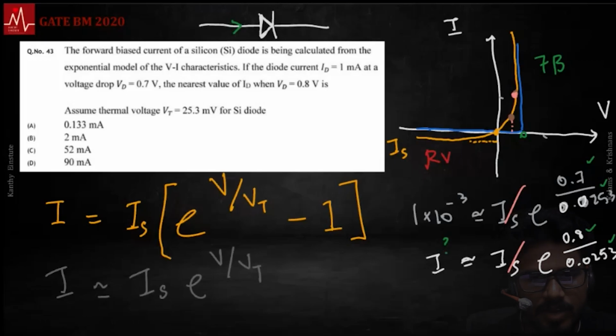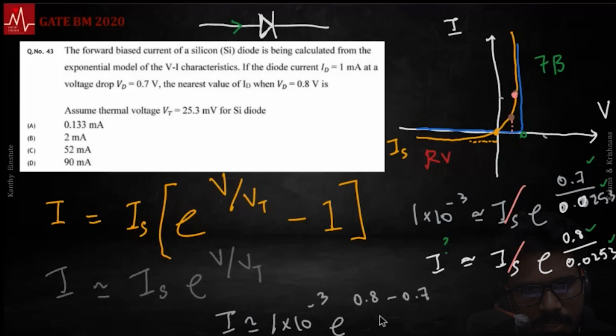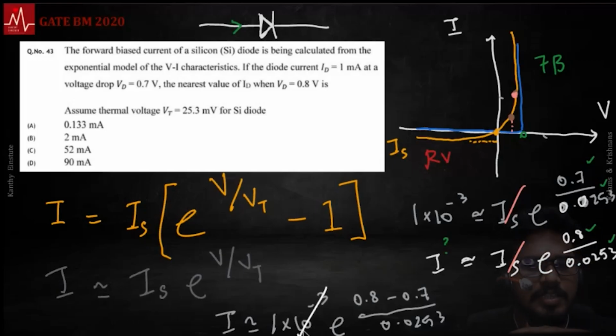In fact, if I have to do one step, your current is approximately 1 into 10 power minus 3 e power 0.8 minus 0.7 by the voltage Vt. I'm dividing one equation by the other. You don't even have to take ln, right? We're not trying to find any unknown constant. Just do this calculation. You want the answer in milli, so for that reason I'm going to keep the current in milli so that I get back the answer in milli.